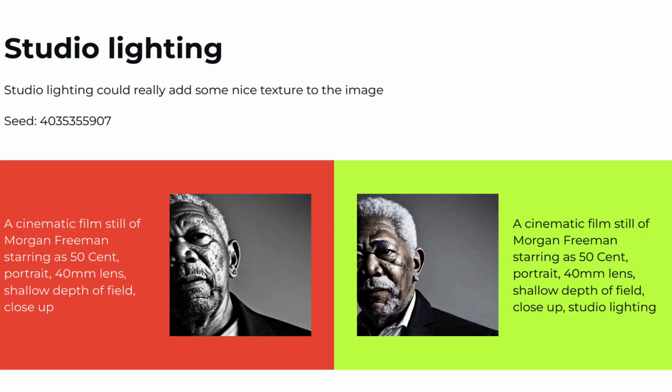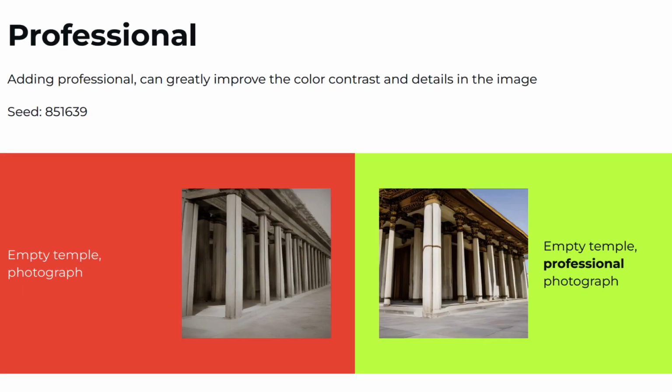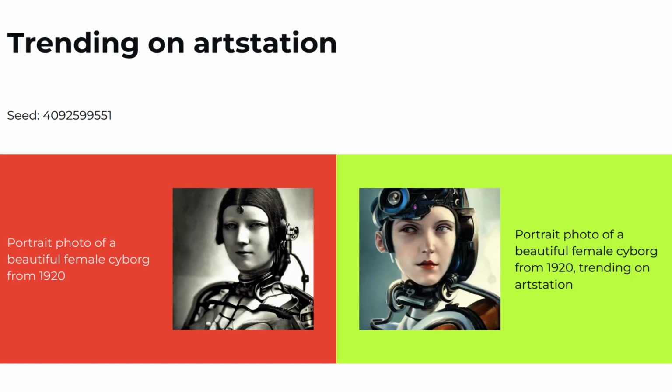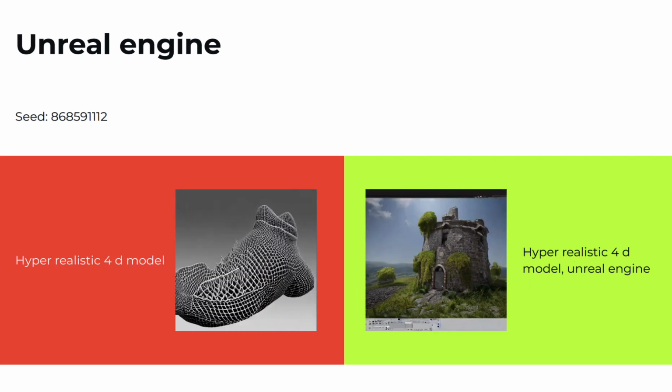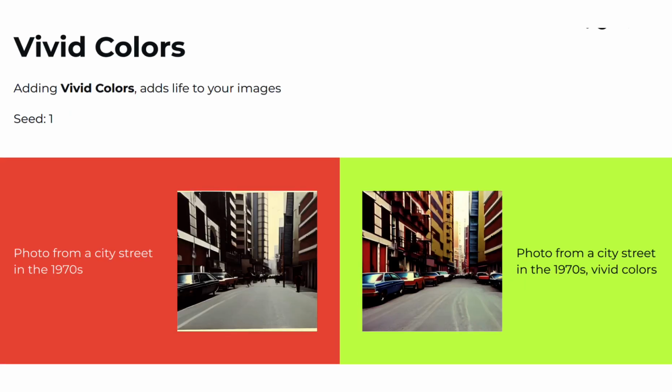The words studio lighting could really add some nice texture to the image. Adding professional can greatly improve the color contrast and details in the image. Adding the phrase trending on ArtStation can make a dramatic difference. Another magic phrase is Unreal Engine. Adding the phrase vivid colors can add life to your images.